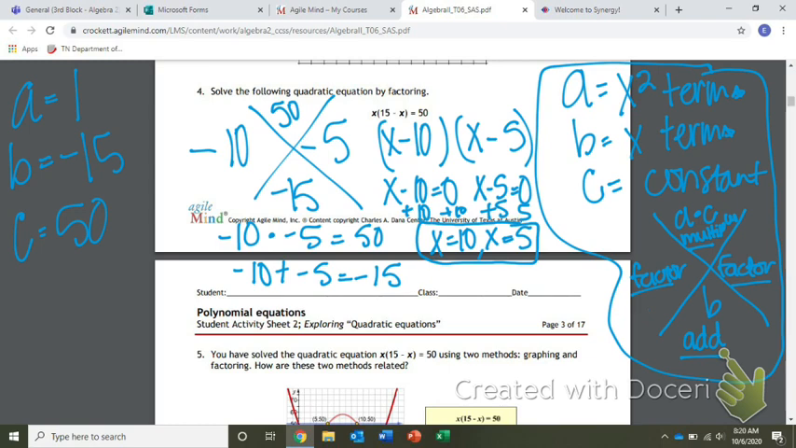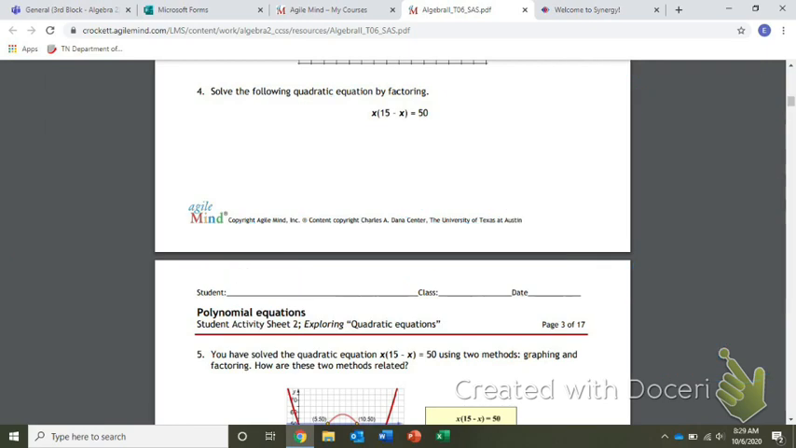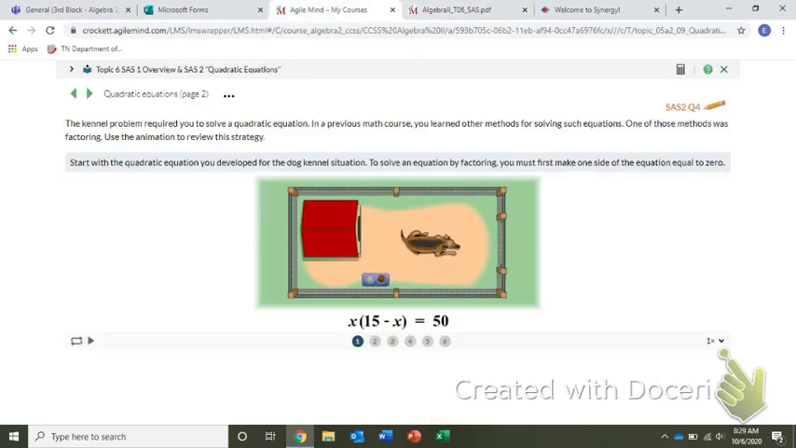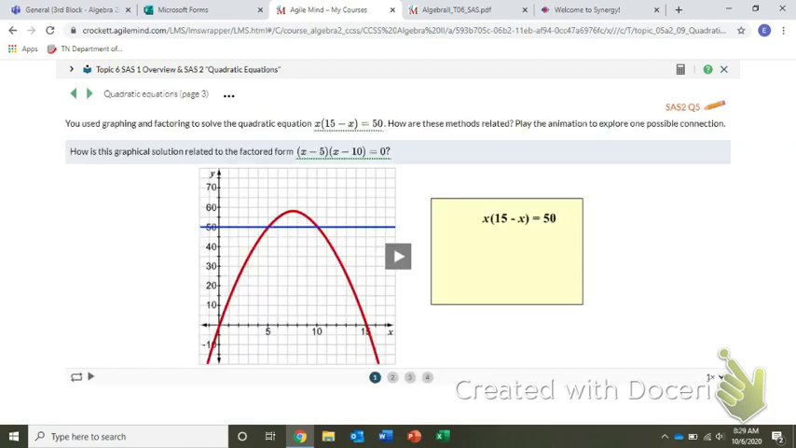Is that not the same answer that I got on number 1 and number 2? Yes. So now we've done 3 ways. We've looked at a table, we've looked at a graph where they intersect, and we've used the big X method. Okay? Now, I'm going to go to number 5. Okay?